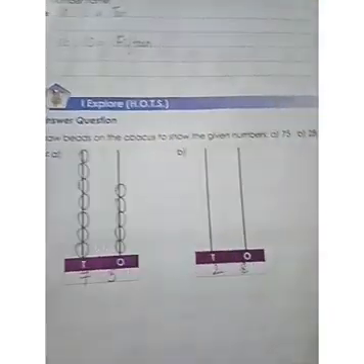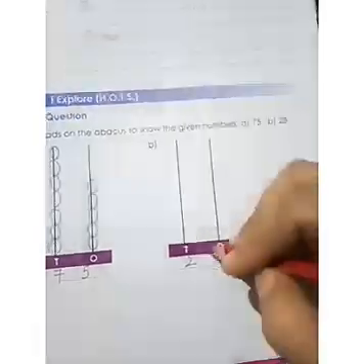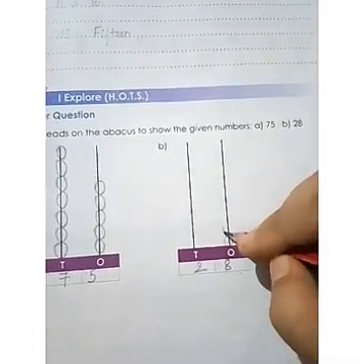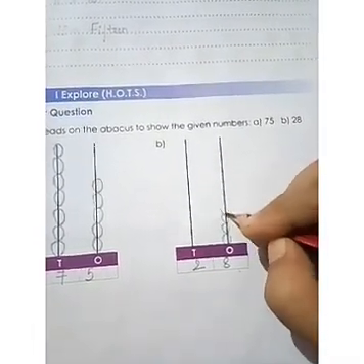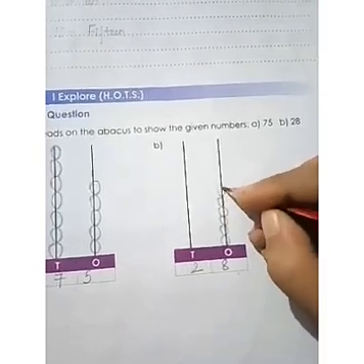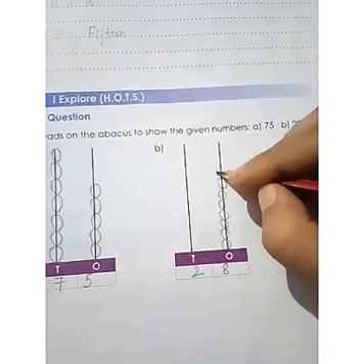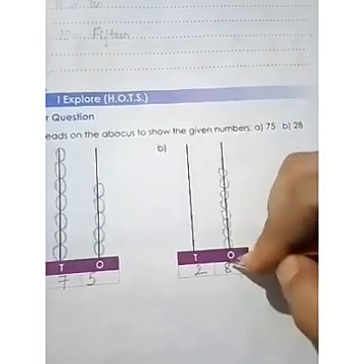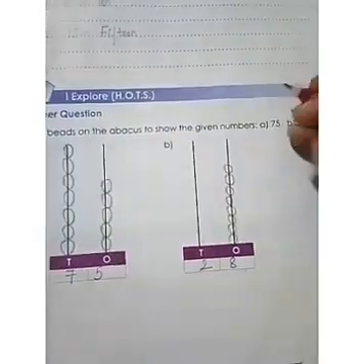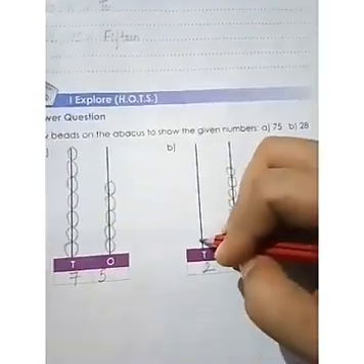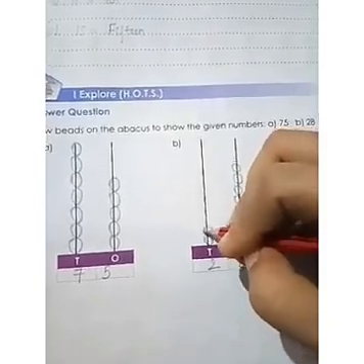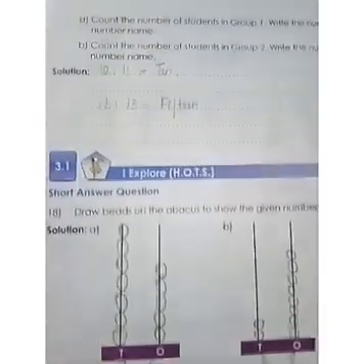Alright. Similarly, 28. How many ones are there? 8. 1, 2, 3, 4, 5, 6, 7, 8. If there are too many, a bigger number here, you can make small beads also. What will come in the tens place? 1, 2. Okay, in question number 17, there are 2.